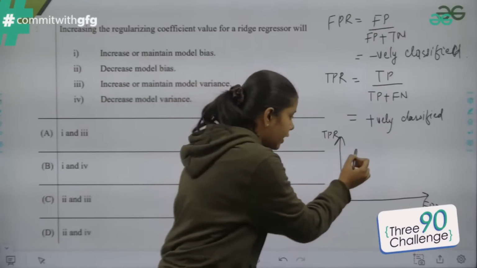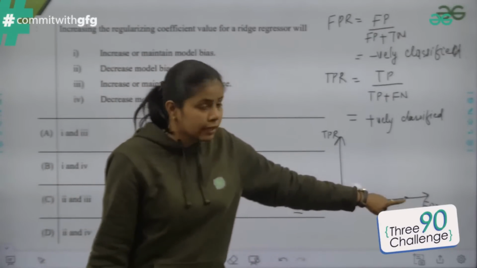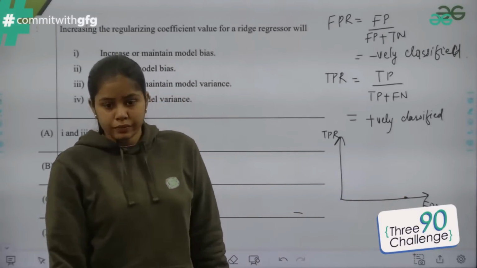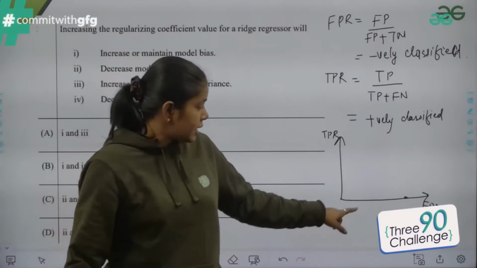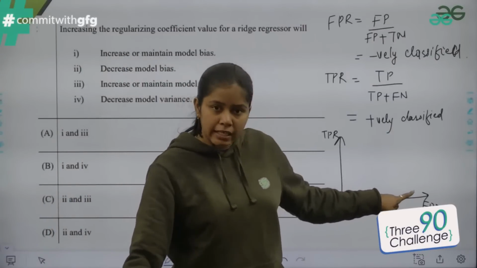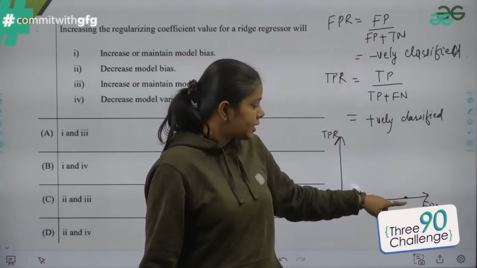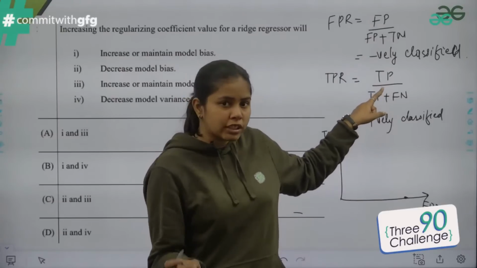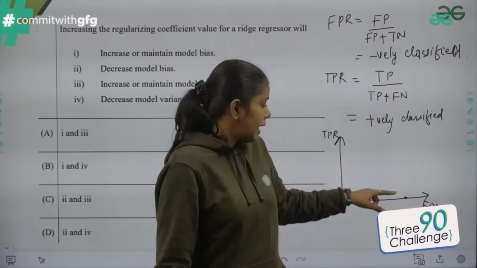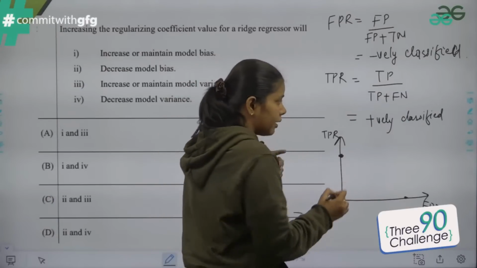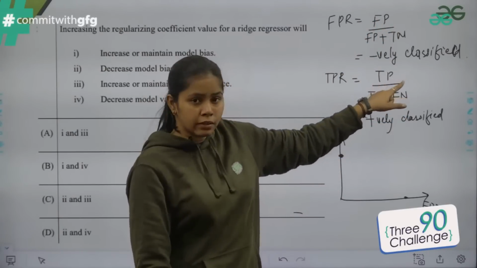So can you tell me, if my point lies here, what does it mean? Can anybody tell me what it means? If it lies in this direction, it is a negative prediction, right? That means FPR is that, and in this case TPR is 0, true positive rate is 0. That means true positive is 0 for that particular model. If I take another model and it lies here, that means FP is 0.